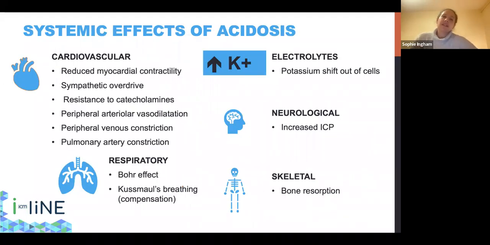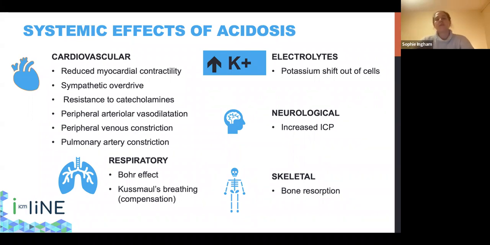So if we talk a bit more about acidosis, acidosis is really bad. It causes cardiovascular, respiratory, and neurological issues and electrolyte disturbances. From a cardiovascular point of view, in summary, it reduces the heart's ability to contract well, and reduces perfusion to the rest of the organs.